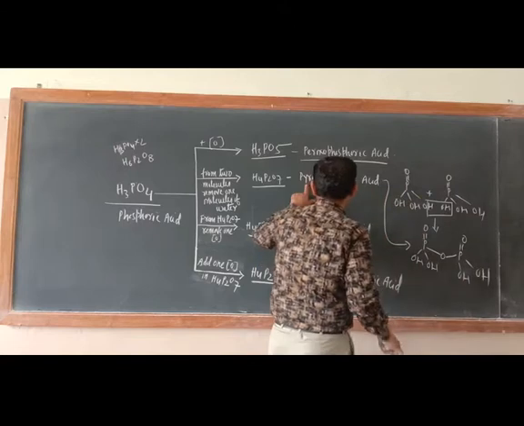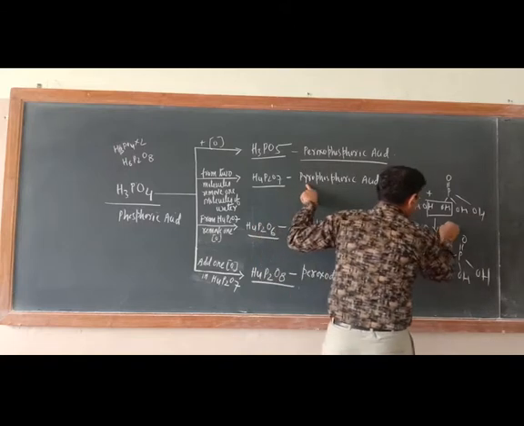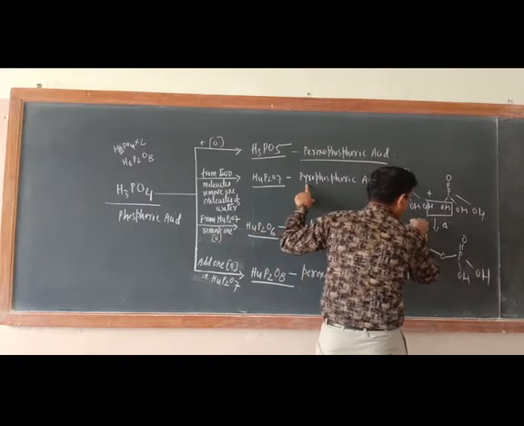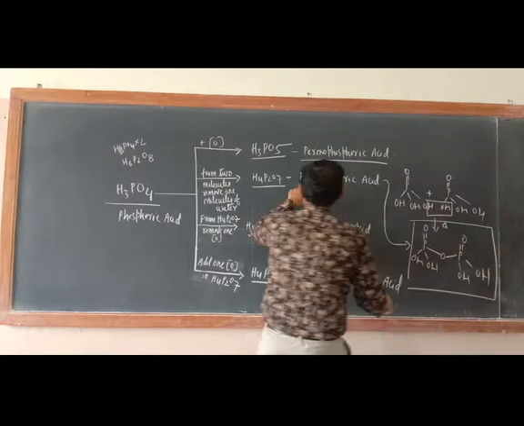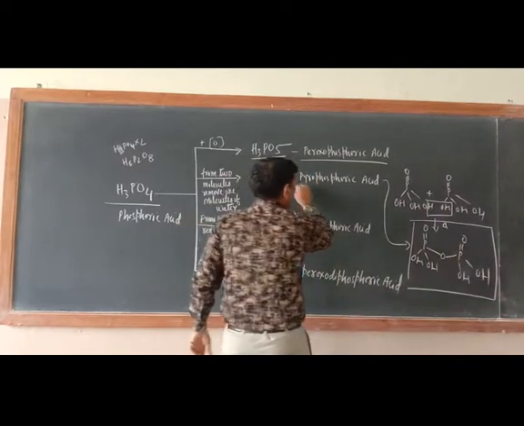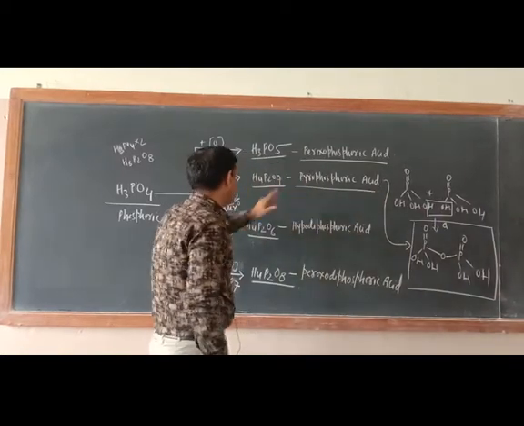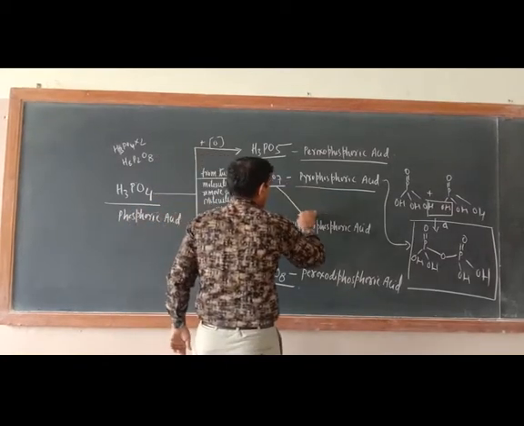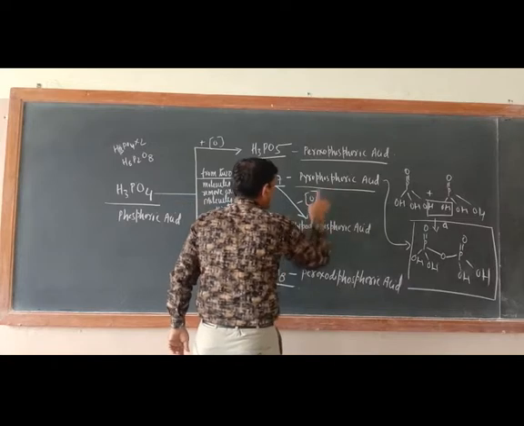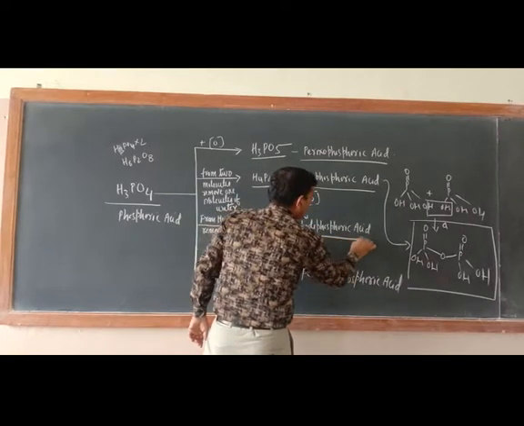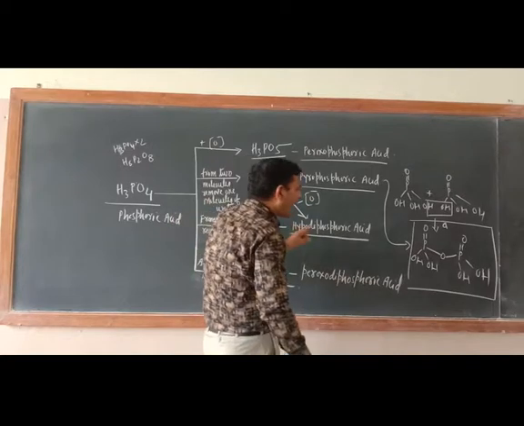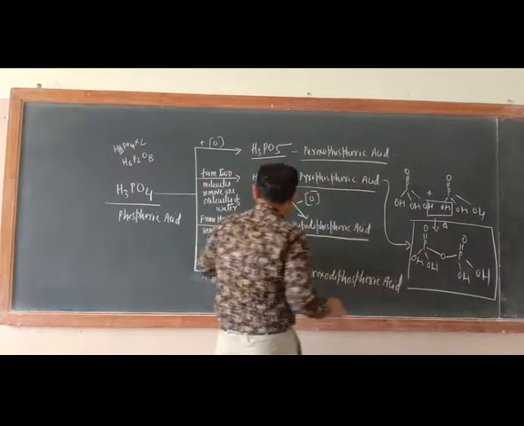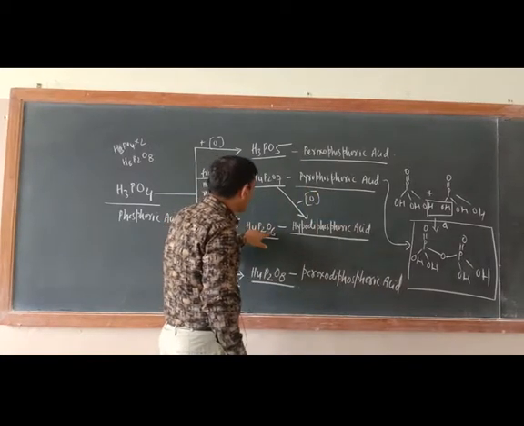Now what is the name of this one? Pyrophosphoric acid. This pyrophosphoric acid is very important. All the rest of the oxo acids of phosphorus will be made out of this one. Just see, if you remove one oxygen from here, you will get hypodiphosphoric acid. And see its structure, what is the formula? H4P2O6.